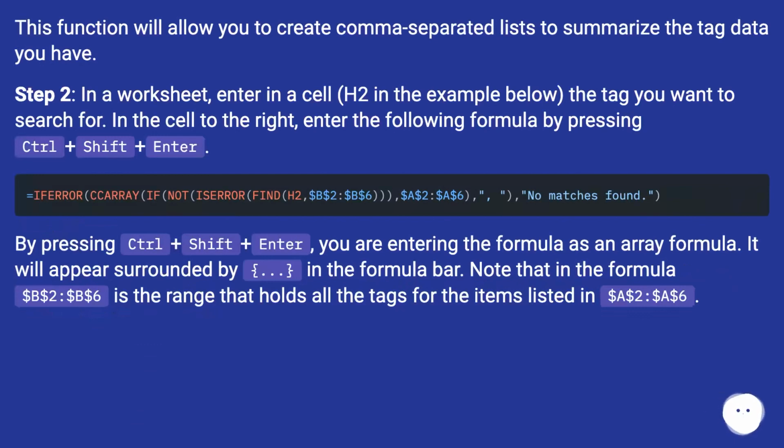Step 2. In a worksheet, enter in a cell, H2 in the example below, the tag you want to search for. In the cell to the right, enter the following formula by pressing Ctrl plus Shift plus Enter. By pressing Ctrl plus Shift plus Enter, you are entering the formula as an array formula. It will appear surrounded by curly braces in the formula bar. Note that in the formula $B$2:$B$6 is the range that holds all the tags for the items listed in $A$2:$A$6.